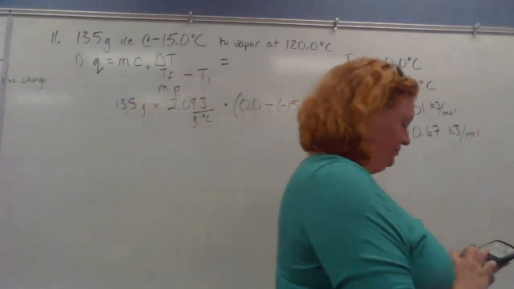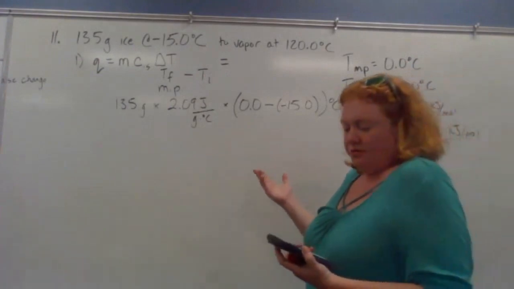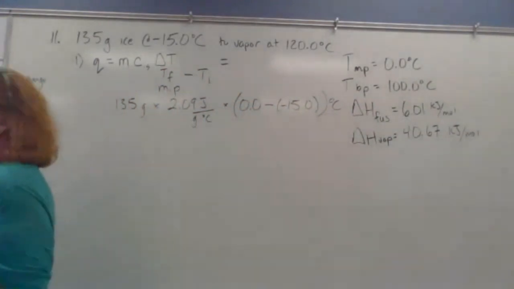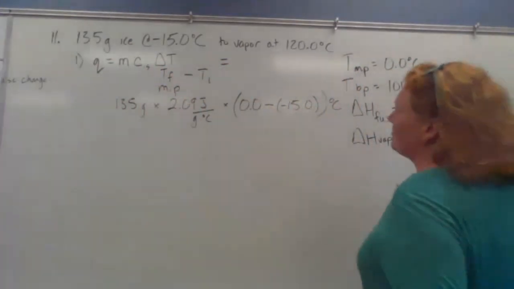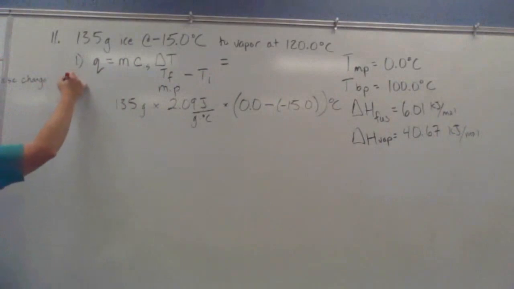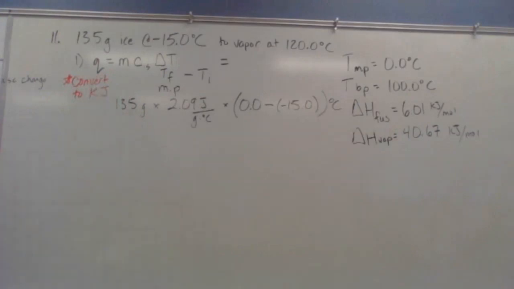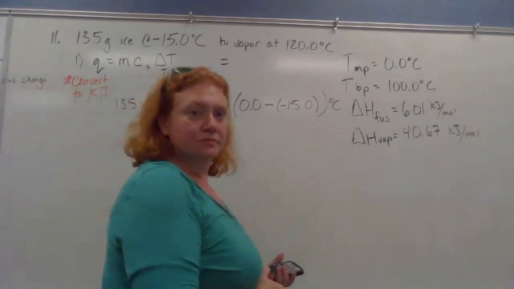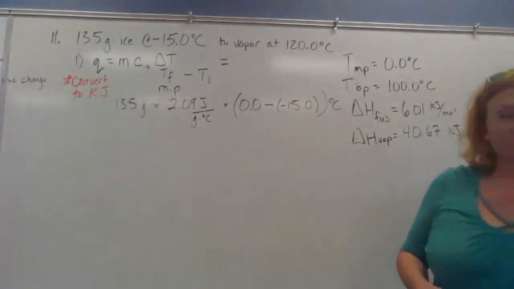What do y'all get? 4,200 joules. 4,232.25 is what I got. Yeah. I'm going to tell you guys on these MCAT steps, just might as well go ahead and convert your answer to kilojoules. Go ahead and convert it to kilojoules. Do this for the MCAT steps. Convert it to kilojoules.